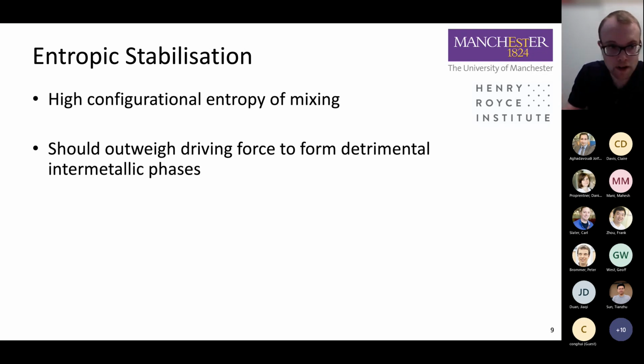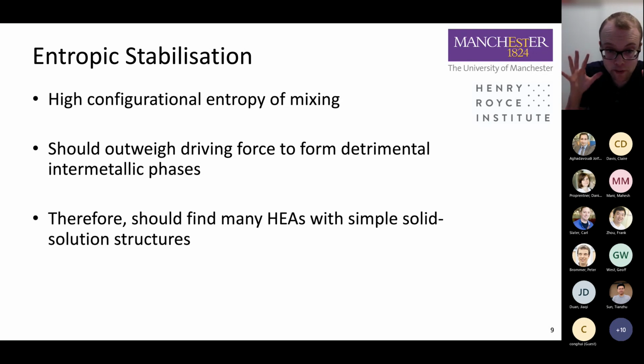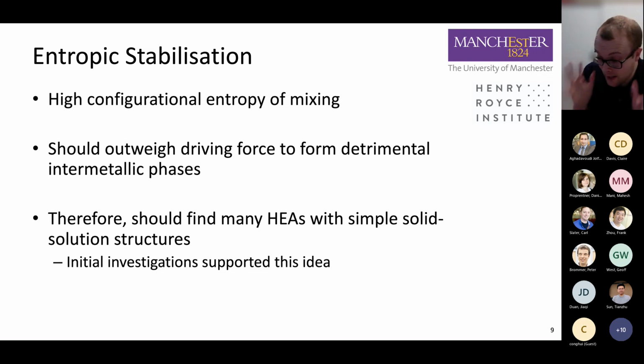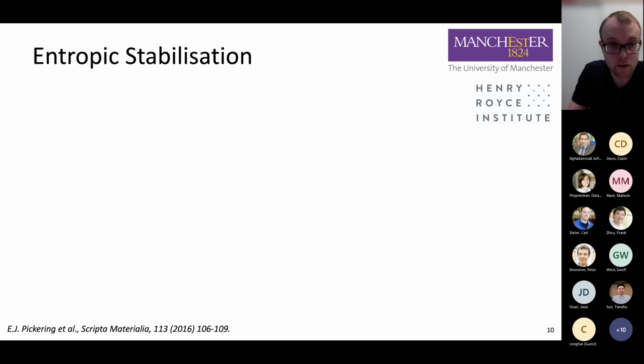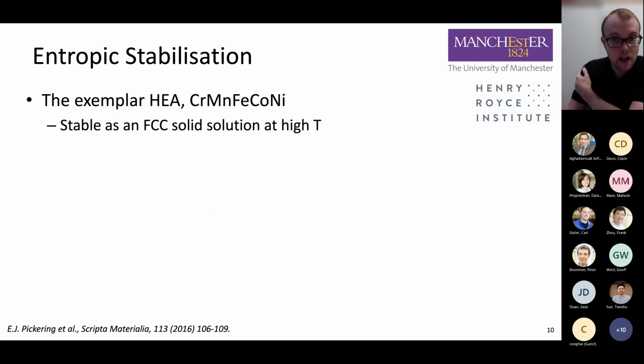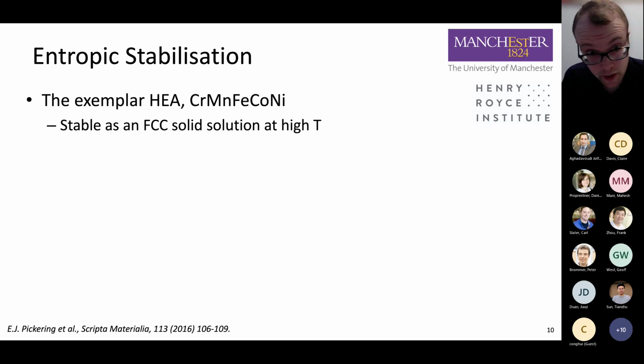So just in words, this should outweigh the driving force to form detrimental intermetallic phases, and therefore we should find many high-entropy alloys with simple solid solution structures. Okay. Initial investigations of high-entropy alloys sort of supported this idea, but more recent studies indicate that actually it's fairly rare that we find high-entropy alloy solid solutions that are stable across a full range of temperature. A classic example of this now is the Cantor alloy, and this is stable as a face-centered cubic solid solution at high temperature, which is actually quite a noteworthy thing, right?